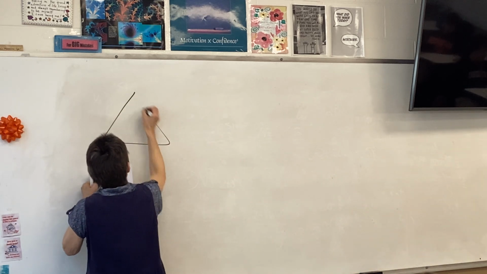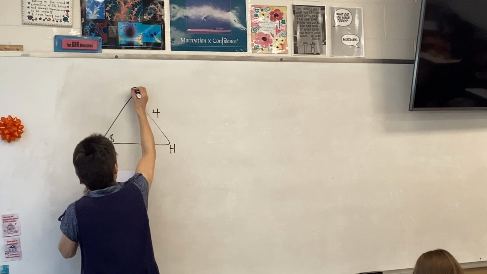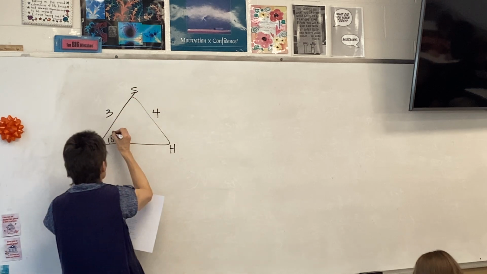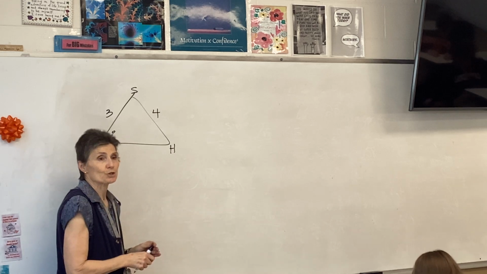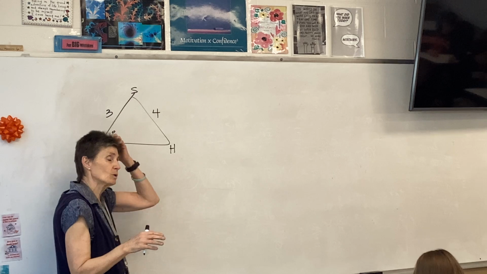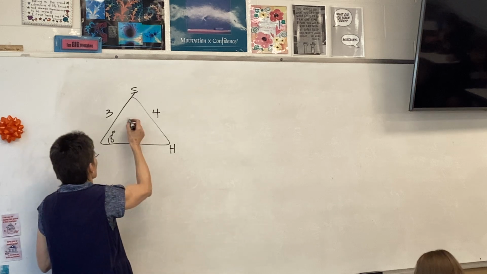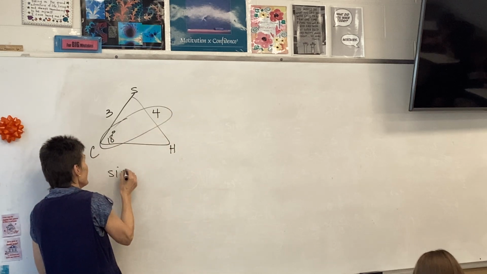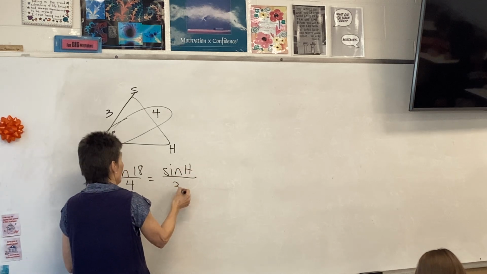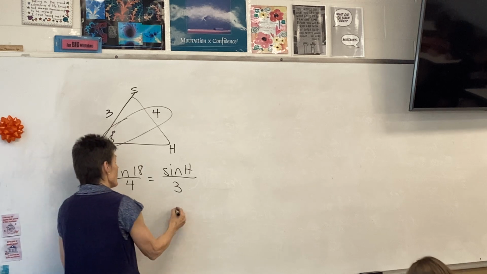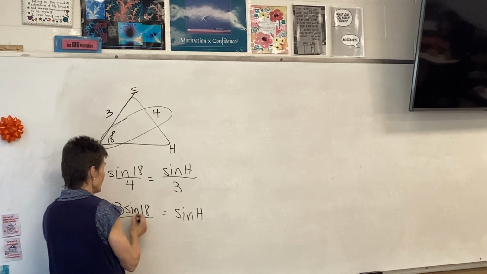Alright, here we go. I have triangle C, H, S apparently, doesn't really matter. And I am going to find out how many triangles are possible. If we can't do this, we'll go ahead and take our quiz on Thursday. Then let's focus. Sine 18 over 4 equals sine H over 3. So sine H equals 3 sine 18 over 4.